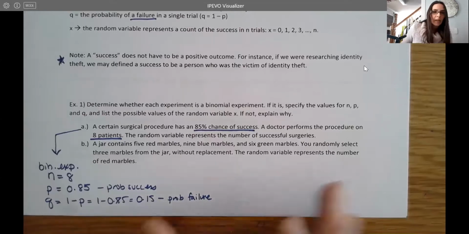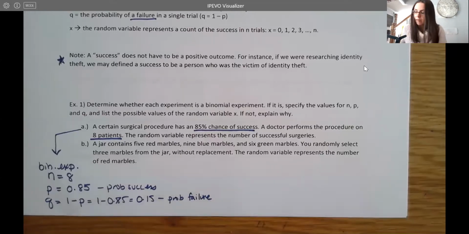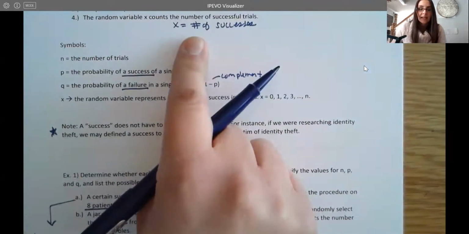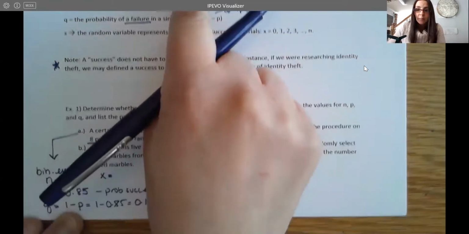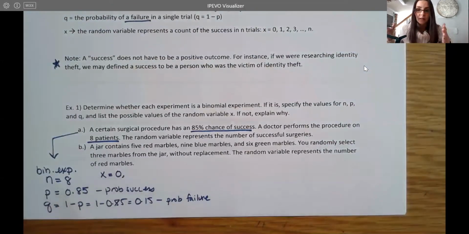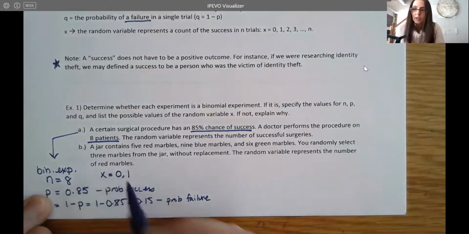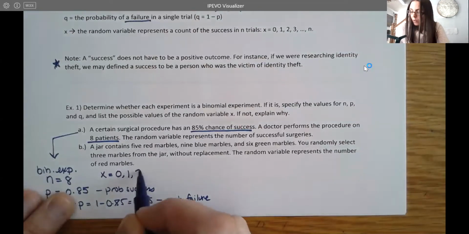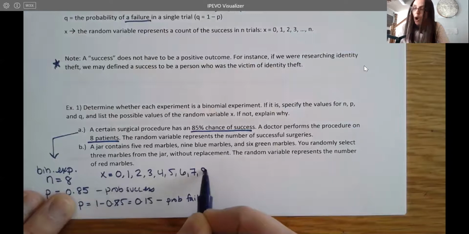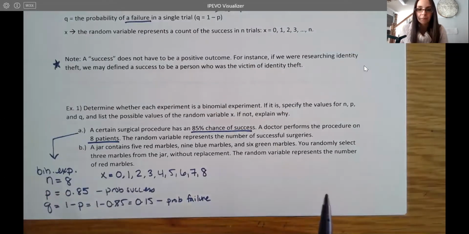And what's the last thing we had to do? We have to list the possible values of X. So X, remember, is the number of successes we can have. So if I have 8 patients, you could have 0 successes, so all 8 surgeries fail. You could have 1 surgery be successful out of the 8. You could have 2 surgeries be successful, 3, 4, 5, 6, 7, or all 8 are successful.